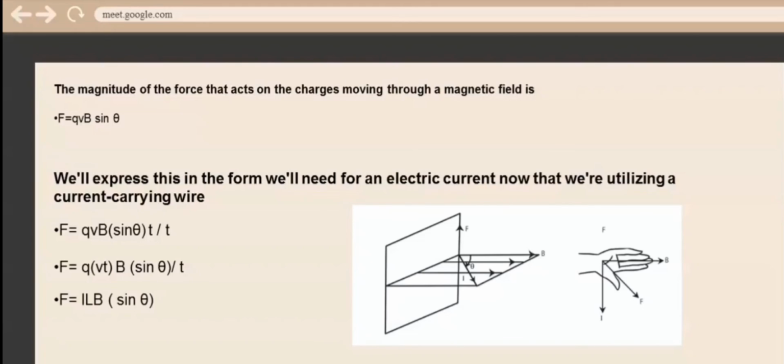The right hand is oriented with the thumb pointing in the direction of the current I, the extended other fingers pointing in the direction of the magnetic field B, and the palm of the hand pointing in the direction of the force on the wire while using the RHR.